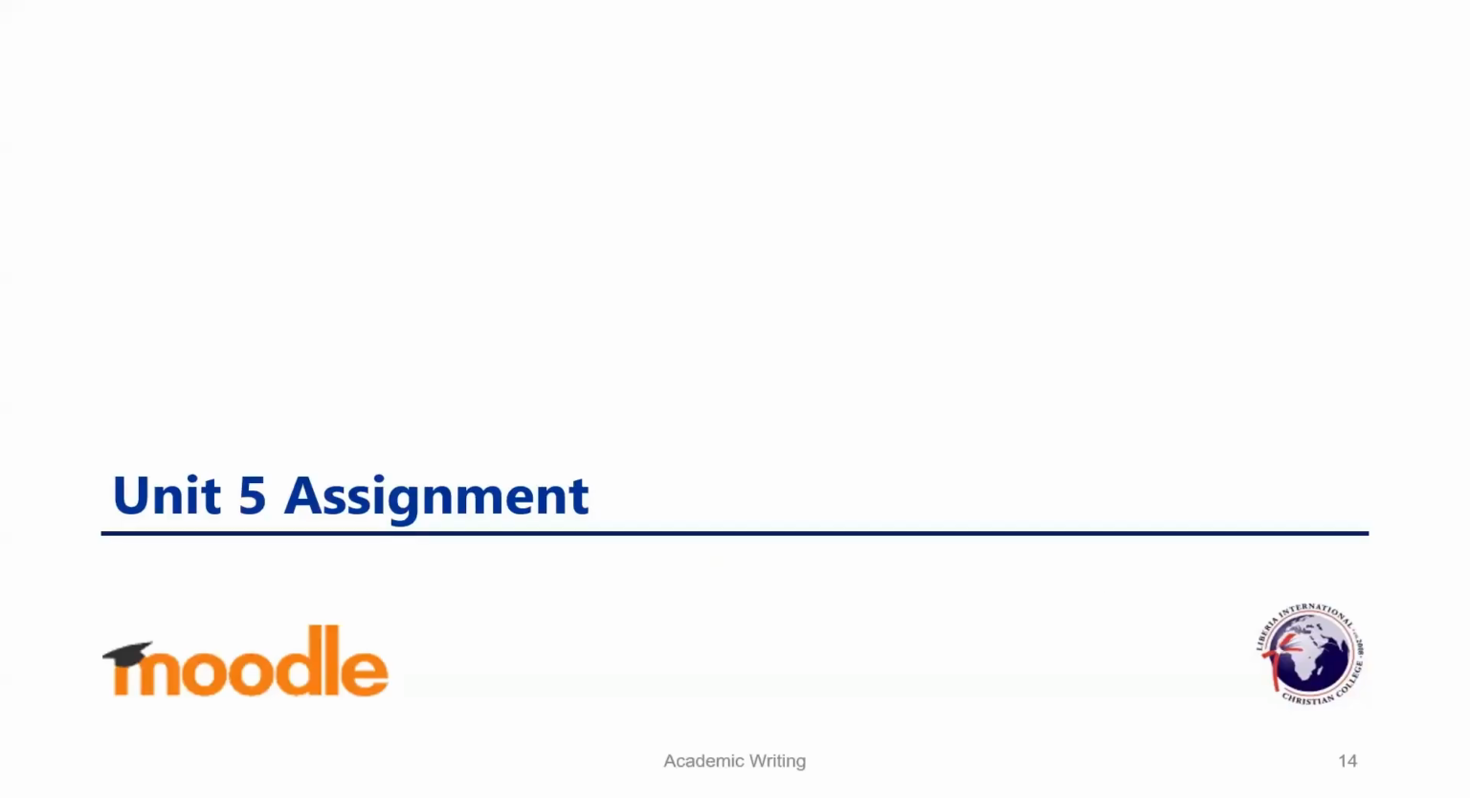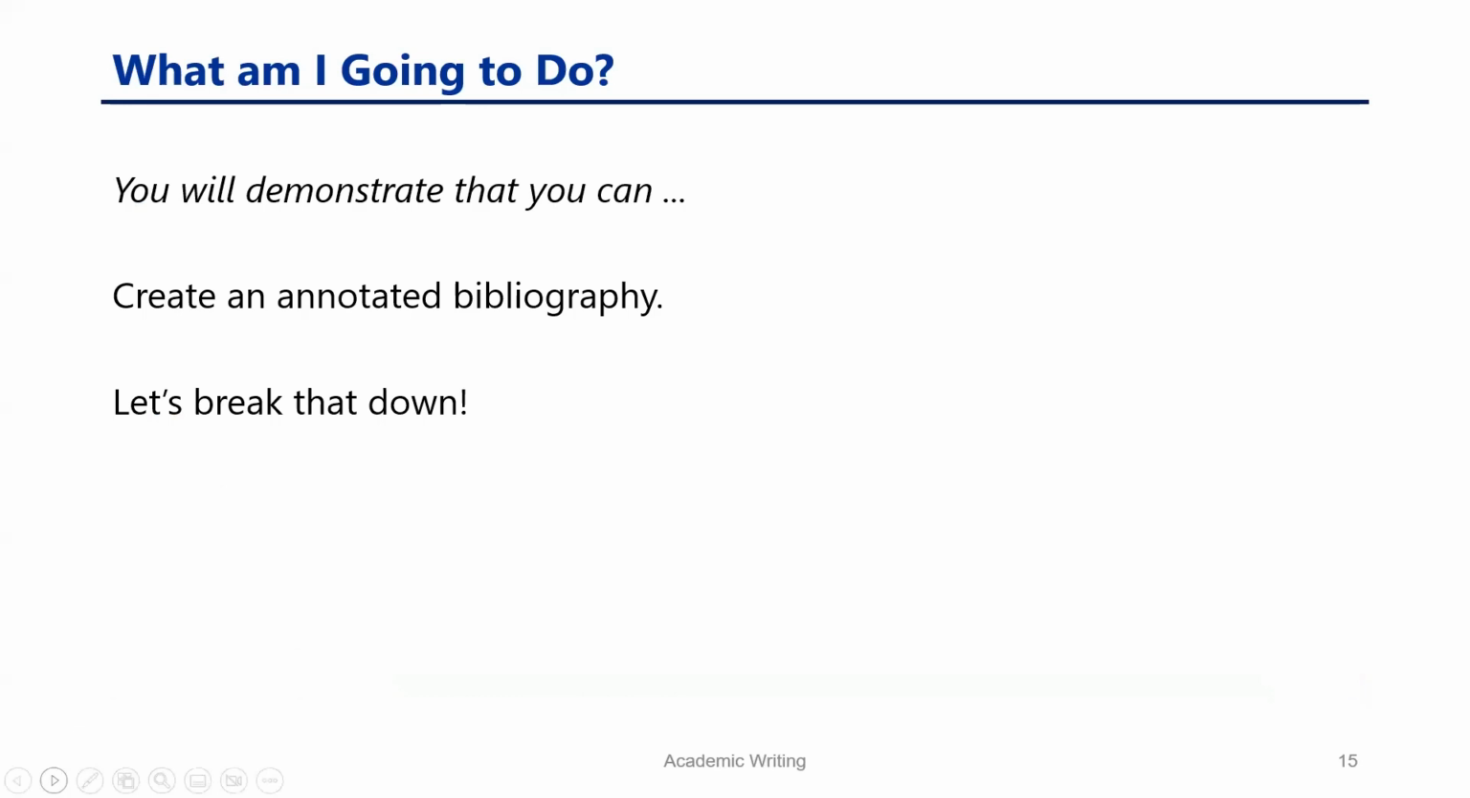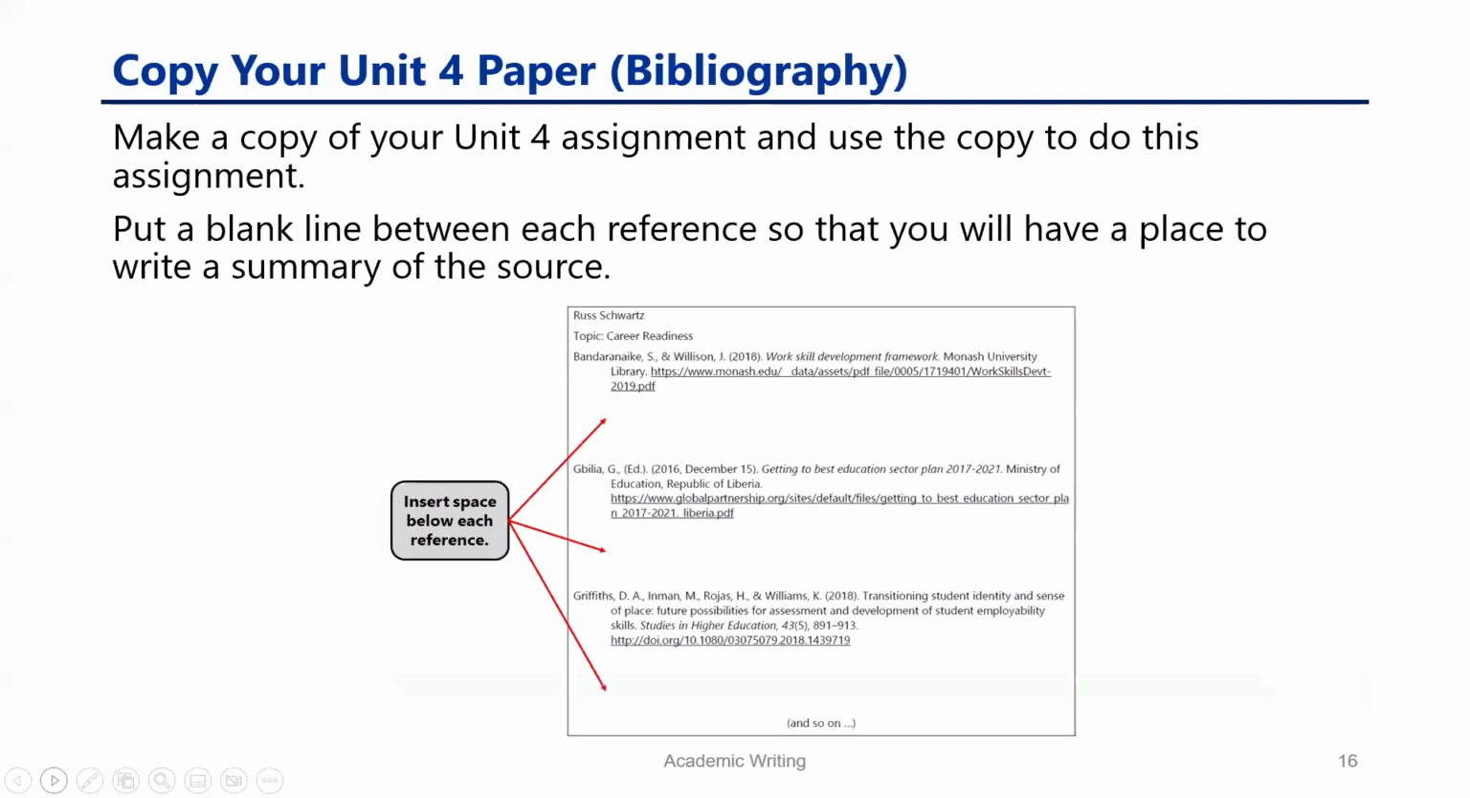Now let's look at the Unit 5 assignment. In this assignment, you're going to demonstrate that you can create an annotated bibliography. So let's look at that in detail. First, make a copy of your Unit 4 assignment and use that copy to do the Unit 5 assignment. Put a blank line between each reference so that you'll have a place to write a summary of the source. That is, the annotations will go in where those blank lines are.